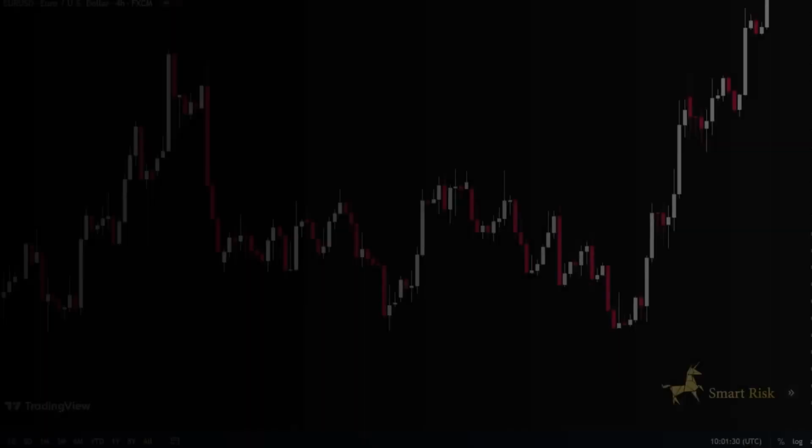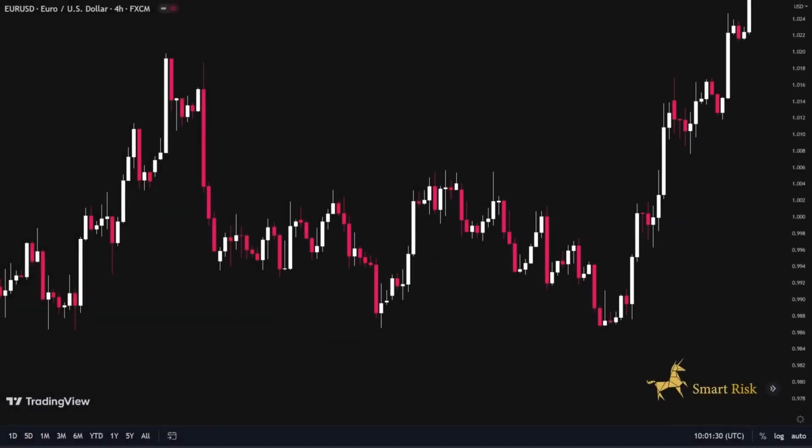Now let's switch to the real chart and see some examples of liquidity on the price chart. On the screen, we have the 4-hour time frame price chart of the euro-dollar. If we look at the left side of the chart, we can notice breaks of structures to the upside.